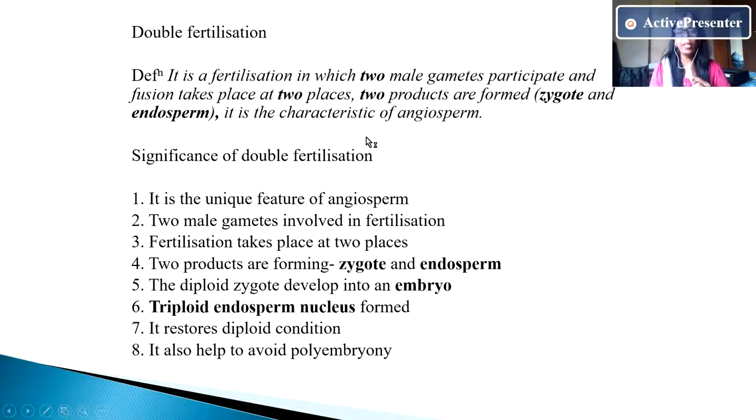Then the significance of double fertilization. It is the unique feature of angiosperms. Two male gametes are involved in fertilization. Fertilization takes place at two places. Two products are formed, the zygote and the endosperm. The diploid zygote develops into an embryo. Through triple fusion, the endosperm nucleus forms. It restores the diploid condition. It also helps to avoid polyembryony. So these are the significance of double fertilization, and it is a characteristic of angiosperms.